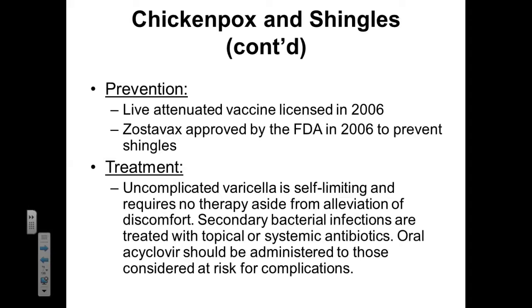Treatment for both of those diseases is uncomplicated. This uncomplicated form of the disease, or varicella, is very self-limiting and will typically run its course and require very little therapy aside from some alleviation of the discomfort. Occasionally there'll be secondary bacterial infections. These secondary bacterial infections typically can get into the body through the lesions on the skin, and it will require either topical or systemic antibiotics. Oral aciclovir or antiviral medications should be administered for individuals that are at risk for complications of this disease, or if someone is actively experiencing shingles.